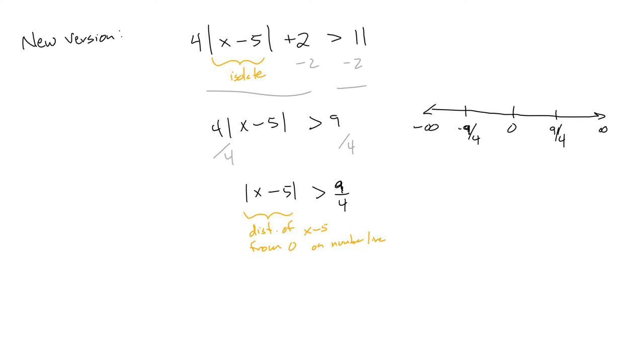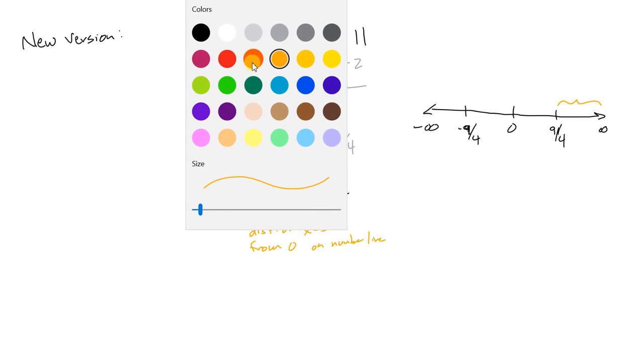And you have to be more than 9 quarters away from 0. How could you be more than 9 quarters units away from 0? Because greater than means more than. More than 9 quarters of a unit away from 0. That means you have to be past 9 quarters. You have to be out here, or you can be over here.